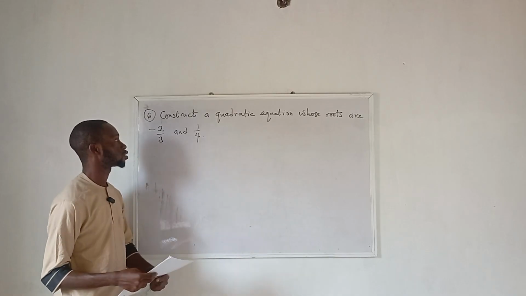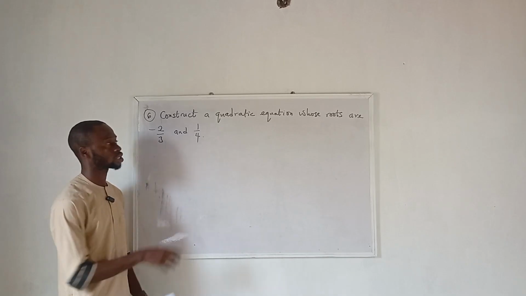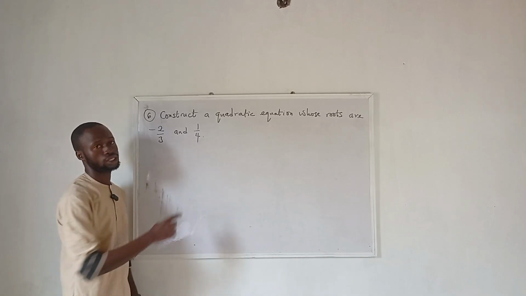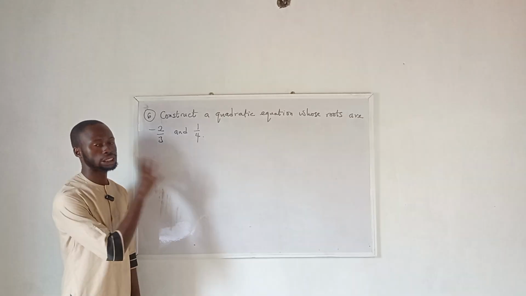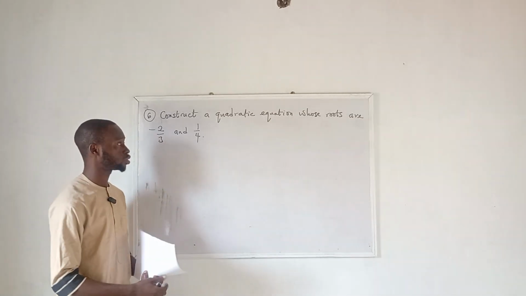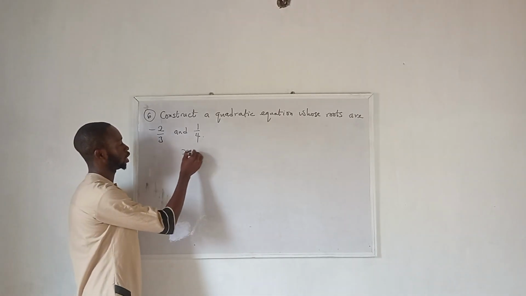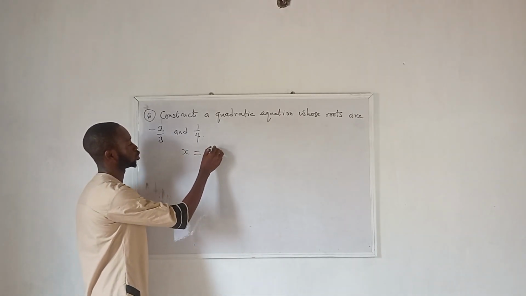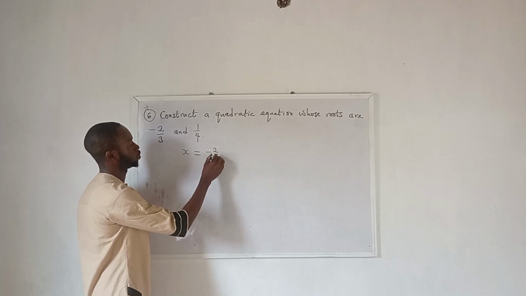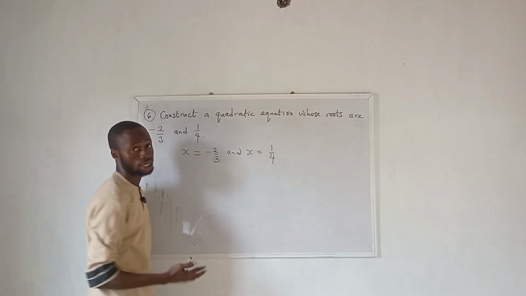For question 6, we are asked to construct a quadratic equation whose roots are minus 2 over 3 and 1 over 4. So basically, you are given the answers to the quadratic equation and you are asked to find the equation. Since you know that the answers to the equation are x equals minus 2 over 3 and x equals 1 over 4, those are the two answers.